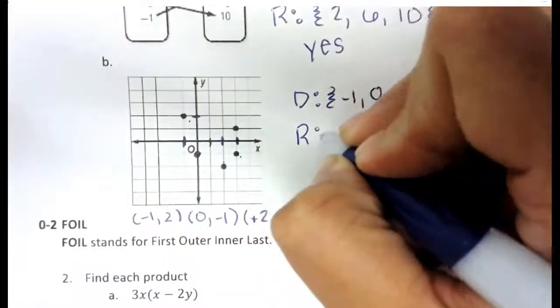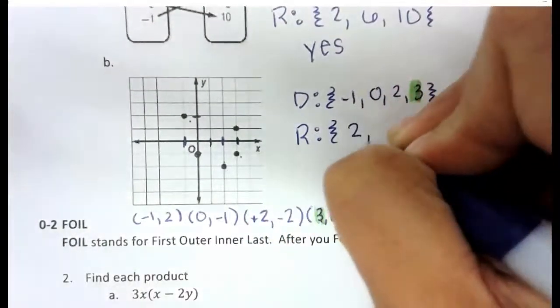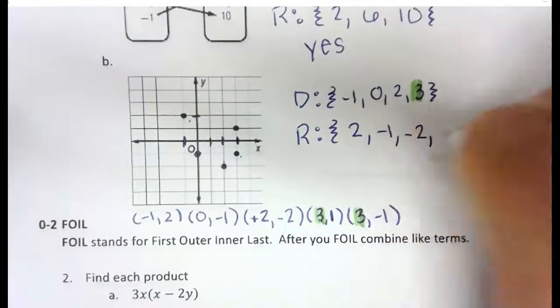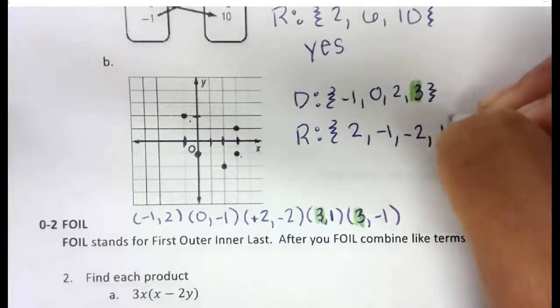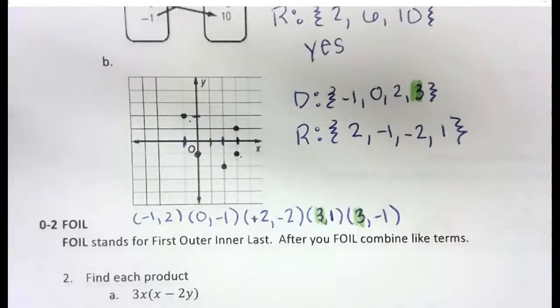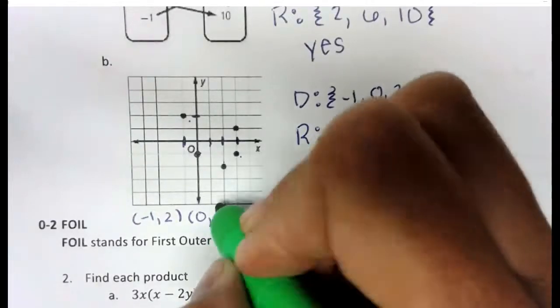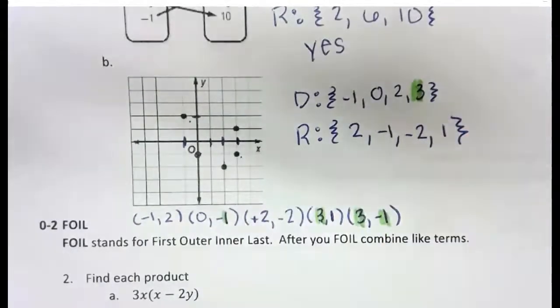The range are the y values. And again, same idea. Even though I have 2 y values at -1, I only listed it in my range once. Do not repeat values in your domain and range.